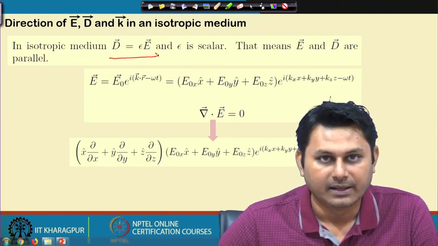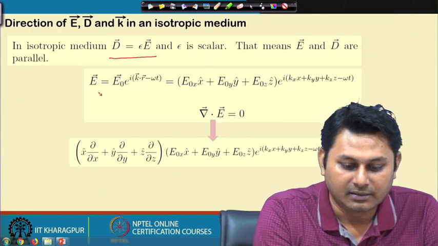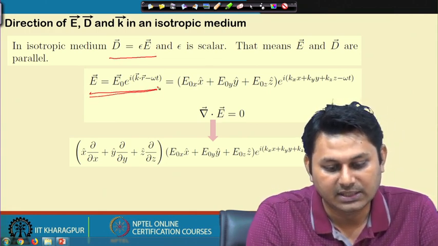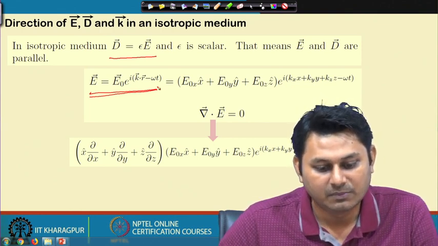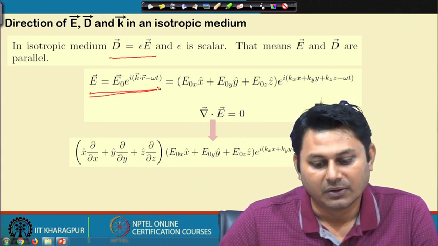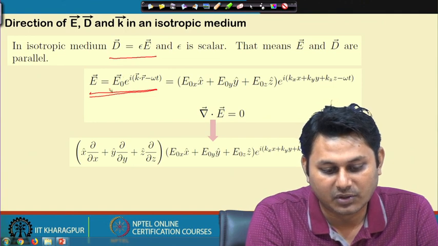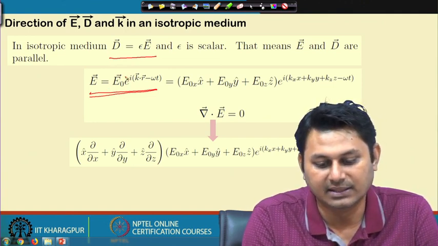Now, if D and E are parallel, then I will have a plane wave solution for E. So, E is E0 e to the power i (k dot r minus omega t) as usual. So, what we will do is expand this, because we are dealing with the direction. So, we would like to expand this E.